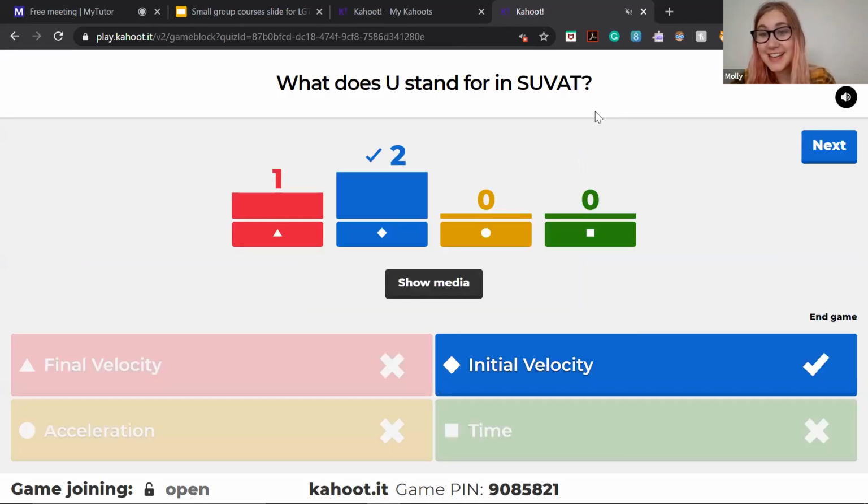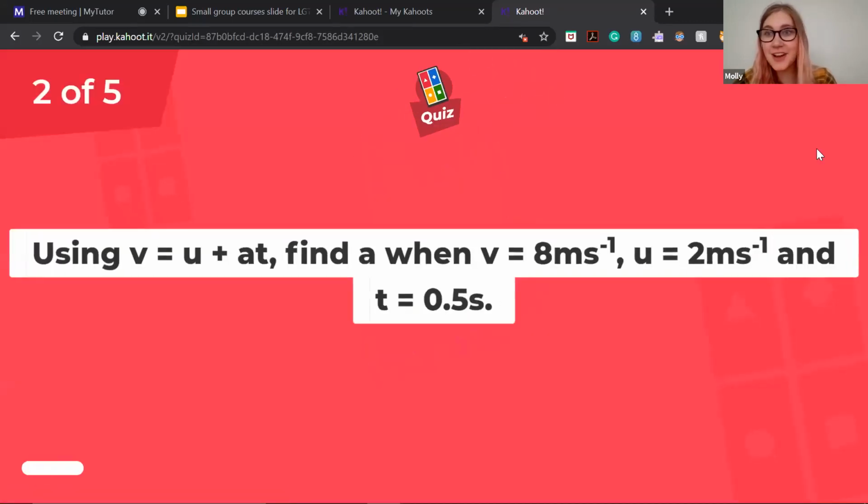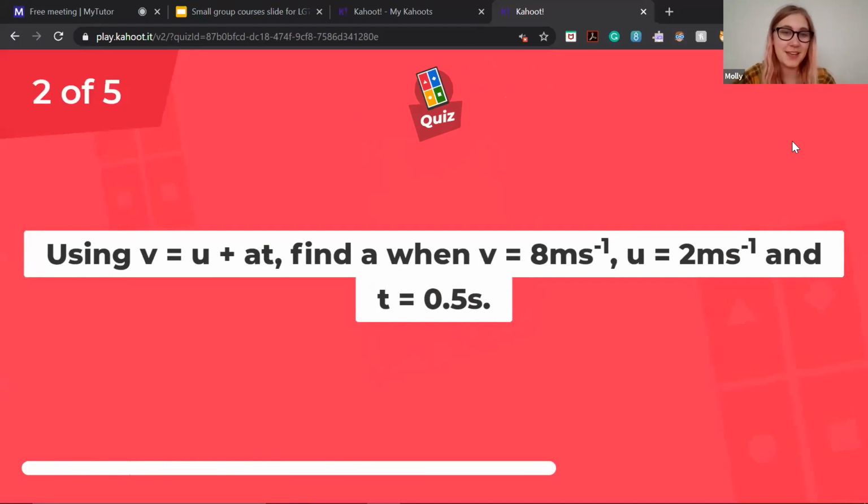Yeah, some people didn't get a chance to answer that one. They are quite quick because it's just, do you know it or not, really? There's not too much to think about. Yeah, the U is the initial velocity. And if you have no clue what that means, that's totally fine. We're going to be looking at that in a moment.